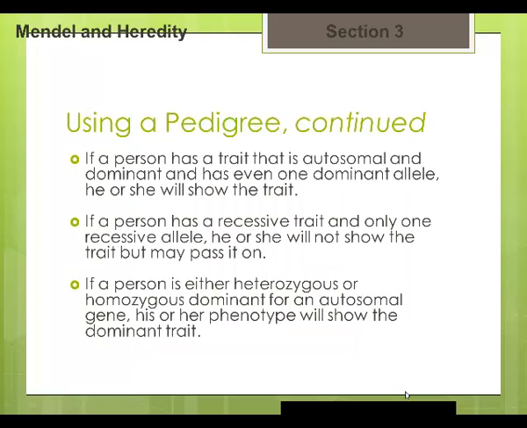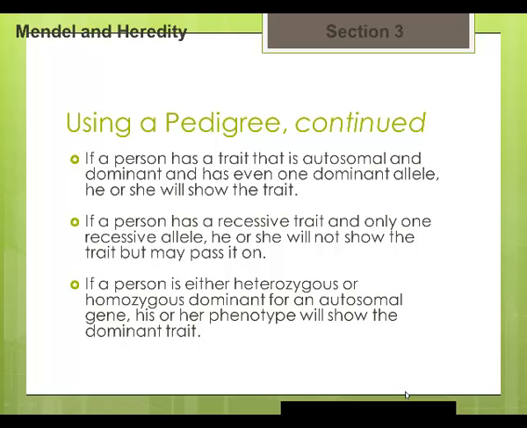So using a pedigree, if a person has a trait that is autosomal and dominant and has even one dominant allele, he or she will show the trait. If a person has a recessive trait and only one recessive allele, he or she will not show the trait, but they could possibly pass it on. So in that case, we've got a situation where one allele is covering for the other one.